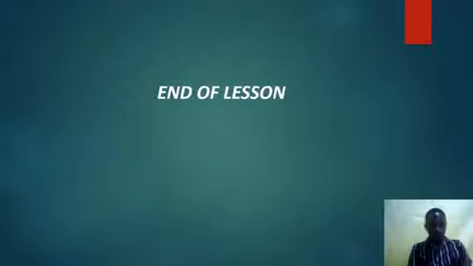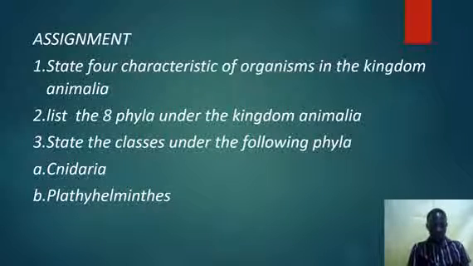Alright, so all too soon we have come to the end of today's lesson. I hope you've enjoyed yourself. You take these questions and do them as your assignment. The first one is to state 4 characteristics of organisms in the kingdom Animalia. Number 2 is to list the 8 phyla under the kingdom Animalia. And lastly, you are to state the classes under the following phyla: phylum Cnidaria and phylum Platyhelminthes.